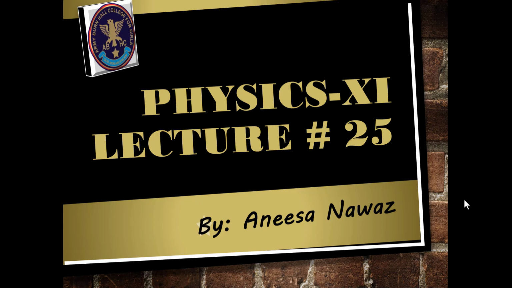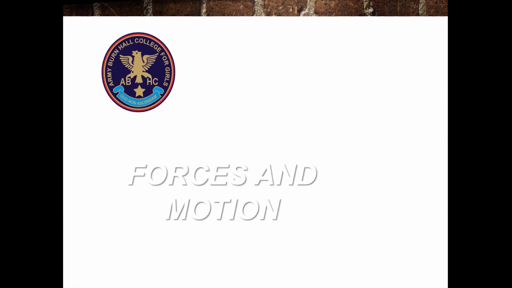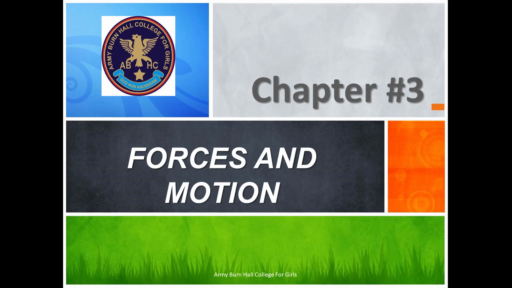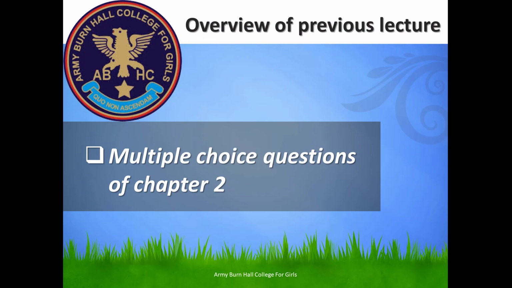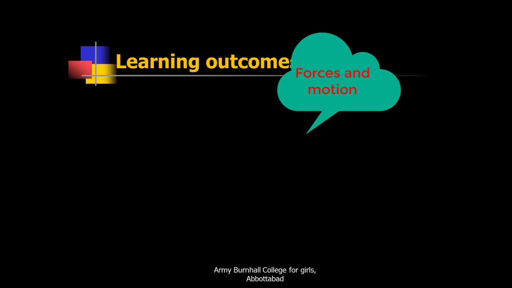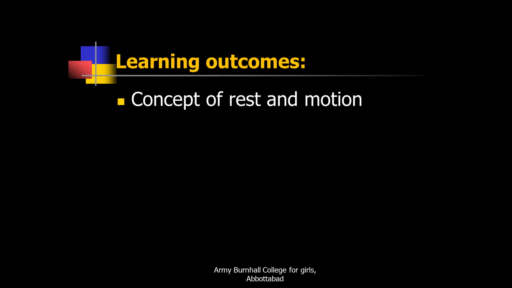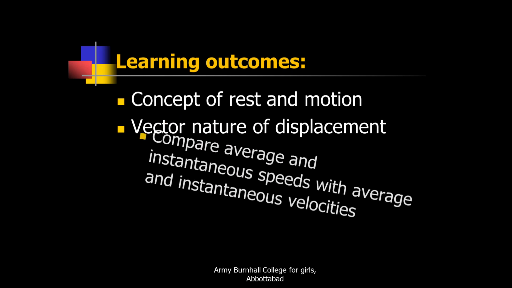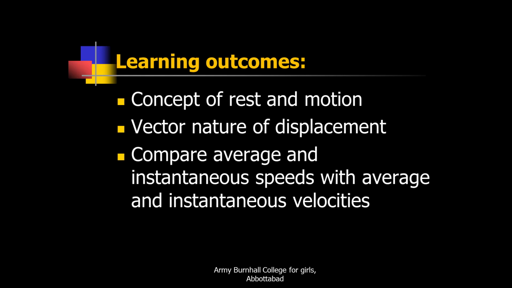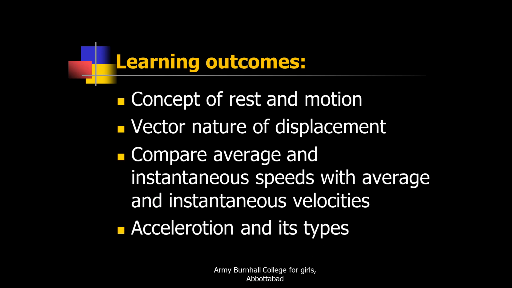This is our lecture number 25 from chapter number 3, Forces and Motion. In the previous lecture we discussed multiple choice questions of chapter number 2. Right now we will start our next chapter, chapter number 3, Forces and Equilibrium, in which we will first discuss the concept of rest and motion, then the vector nature of displacement, and we will compare average and instantaneous speeds with average and instantaneous velocities, and after that we will discuss acceleration and its types.